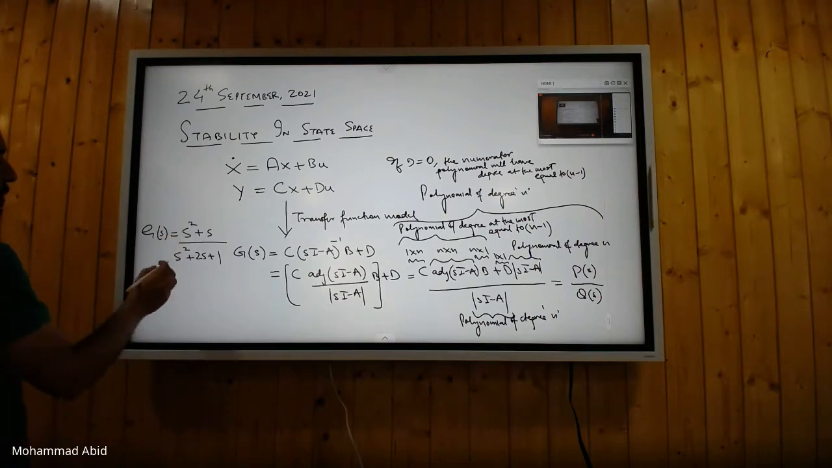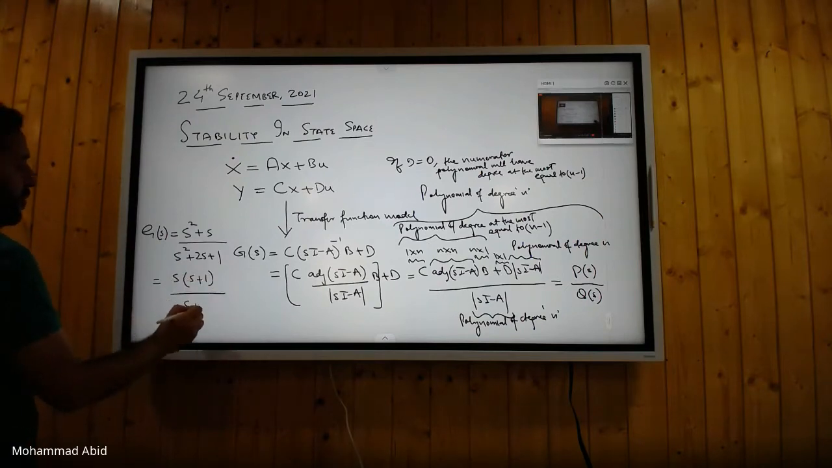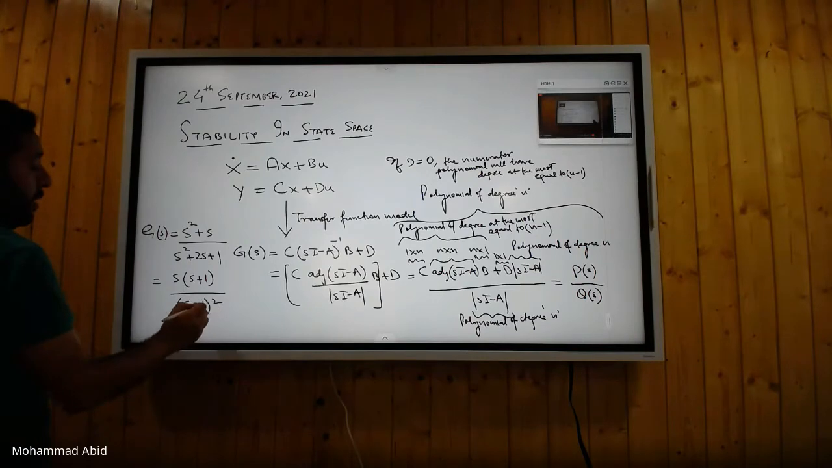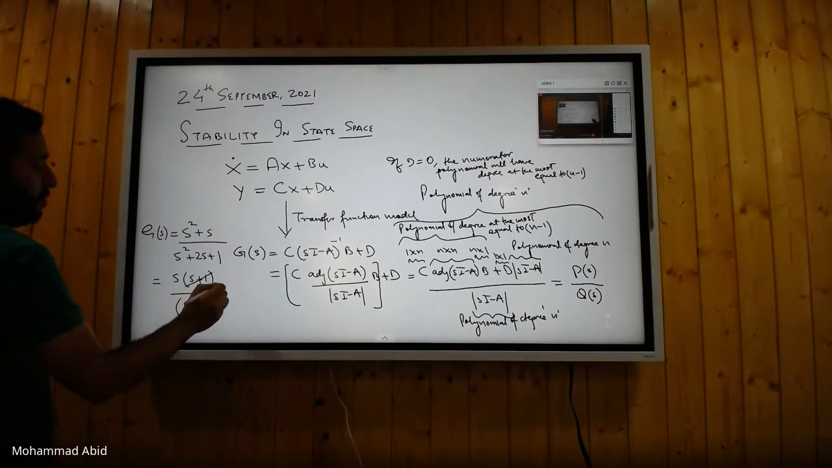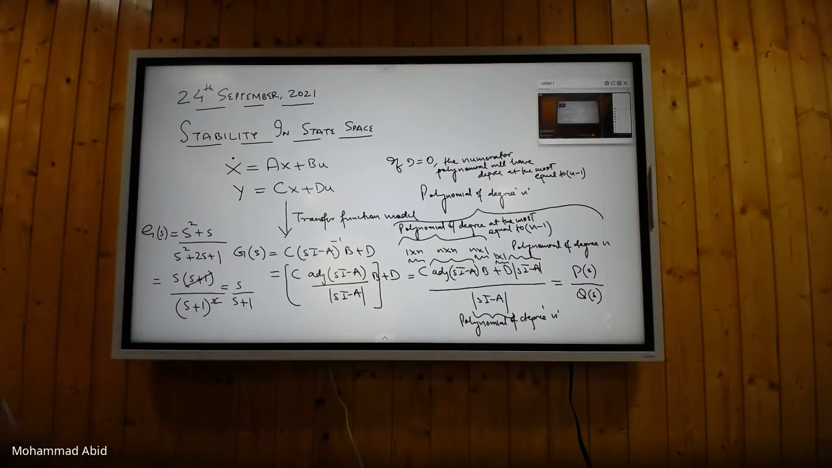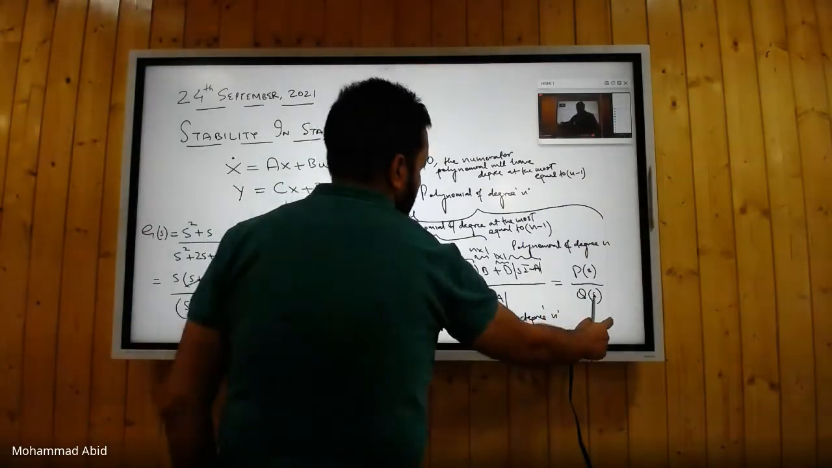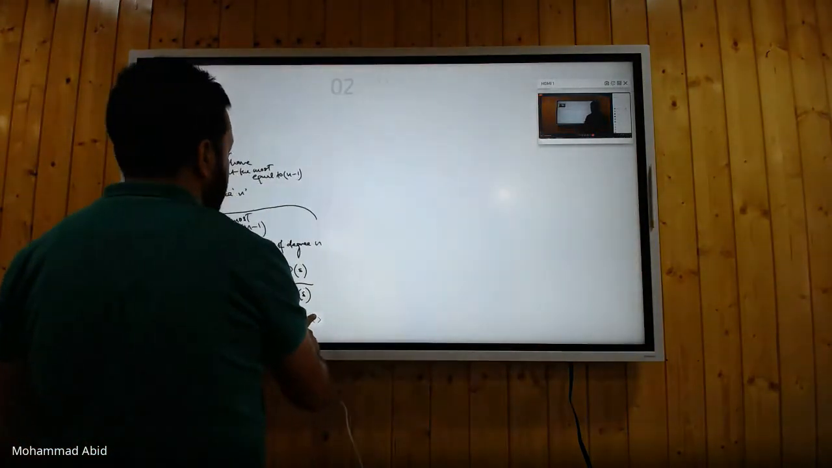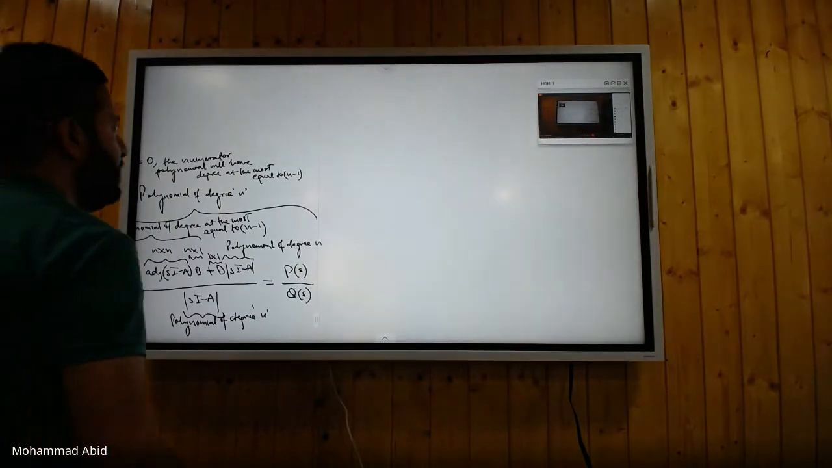So you can write this numerator as s into (s plus 1), and the denominator can be written as (s plus 1) whole square. So a factor in the numerator and the denominator cancels out, and you get the transfer function as s upon (s plus 1), isn't it? Yes, sir. Now, this is the transfer function. And from transfer function theory, you know that the denominator polynomial of the transfer function, what's that known as?